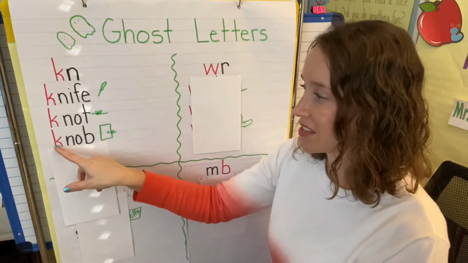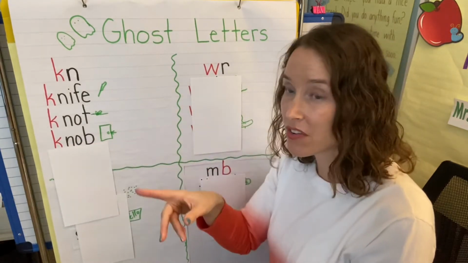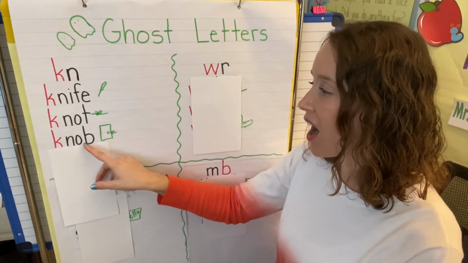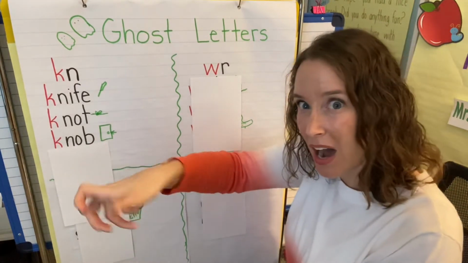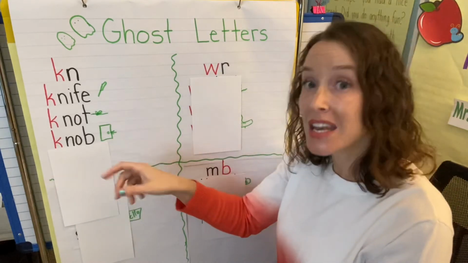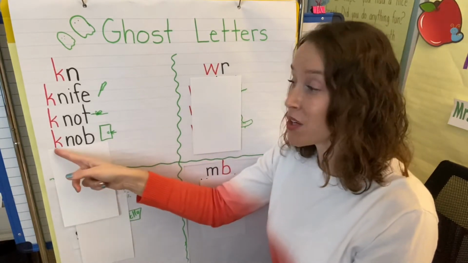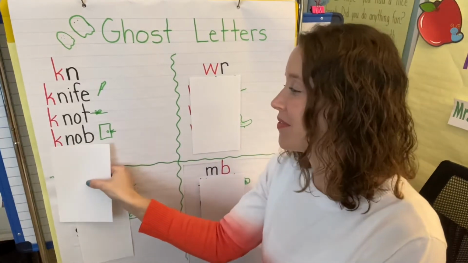Same thing, K in the front, KN, so K is quiet, skip right over it. Knob. So this is like a doorknob, you know, the thing on a door that you turn to get in, okay? That's a knob. But the word knob has a quiet K in the beginning, has that ghost letter, doesn't say anything.